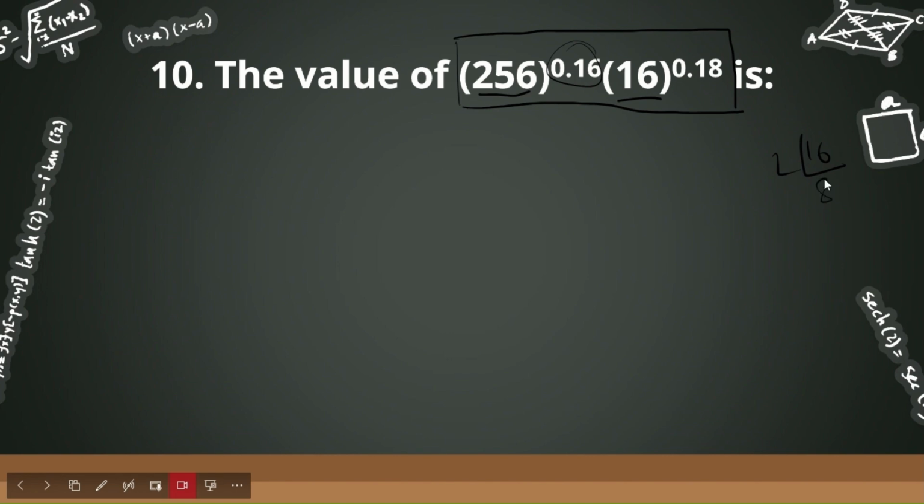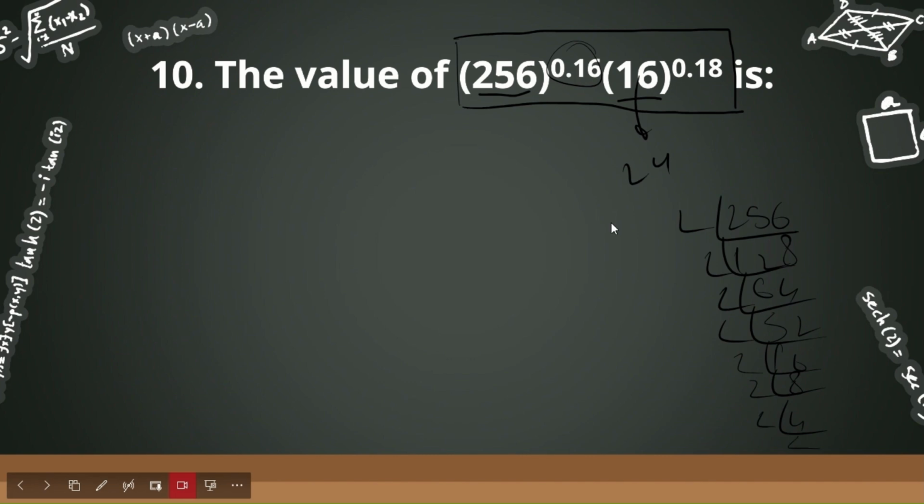Let's find it out by prime factorization. So we can write 16 as 2 to the power 4. Let's find out what we can write 256 as by prime factorization. 256 is 2 times 128, 128 is 2 times 64, and so on. Counting the twos: 1, 2, 3, 4, 5, 6, 7, 8. So 256 is written as 2 to the power 8.